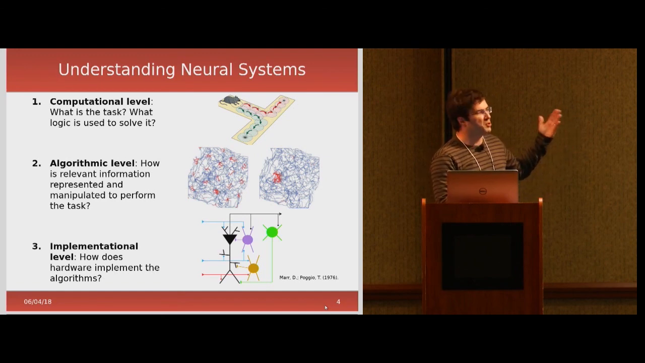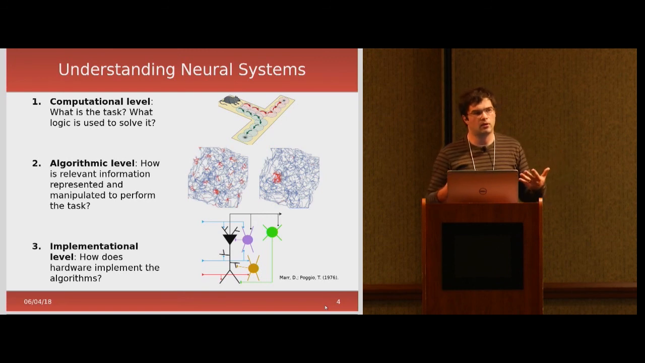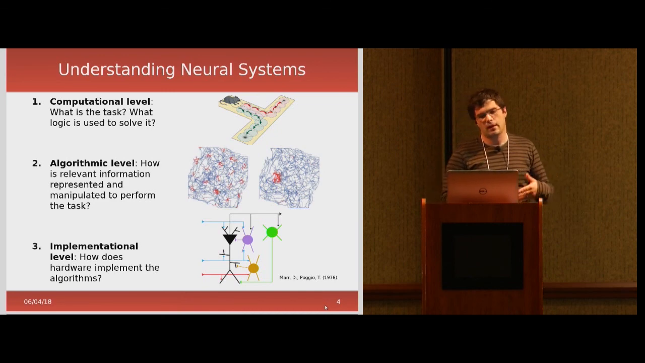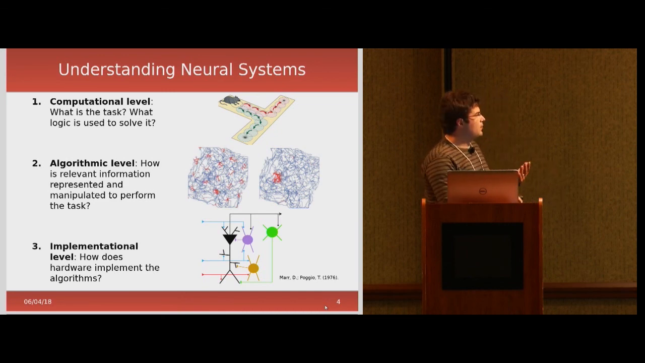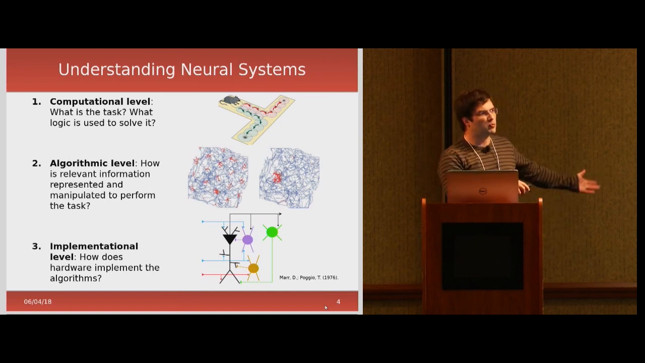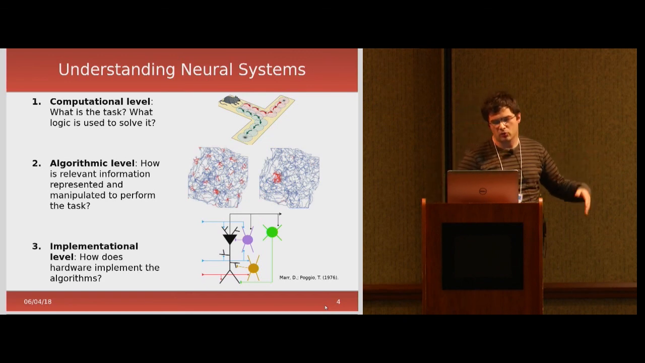What they call the computational level is the representation of the task on a cognitive high level. What is the animal doing? What logic is used to solve it? On the algorithmic level is usually understood the representation of information across populations of neurons and how they interact with each other. And finally, what is called the implementational level is what are the properties of the neuronal circuitry that actually implements these algorithms.